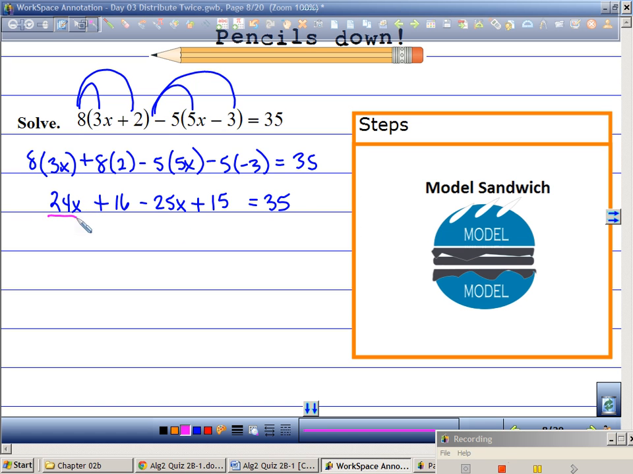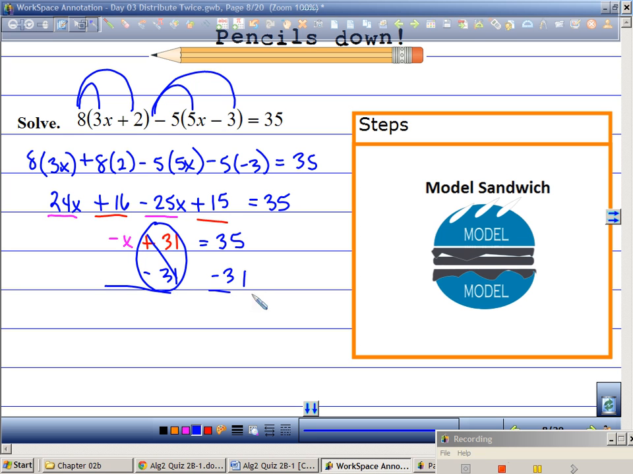Combine like terms, I've got 24x and negative 25x. The difference between negative 25 and positive 24 is negative x. And positive 16 and positive 15 make positive 31. All of that is going to equal 35. I need to solve for x, so I need to do PEMDAS in reverse and get rid of that positive 31 by adding negative 31 to both sides.